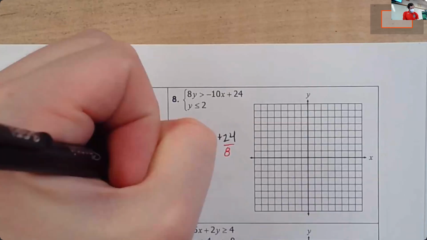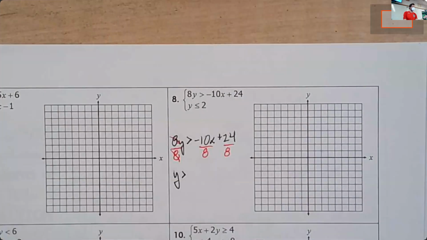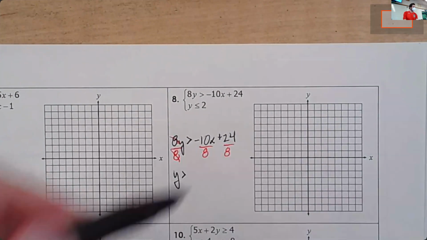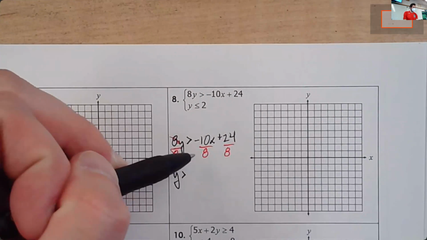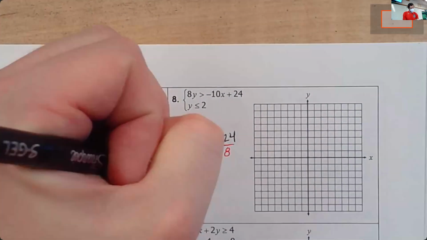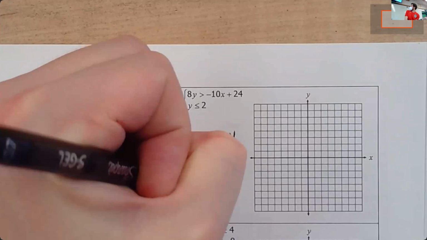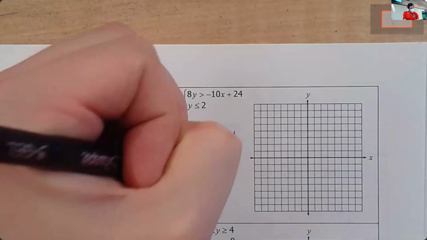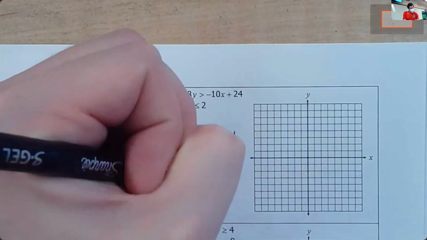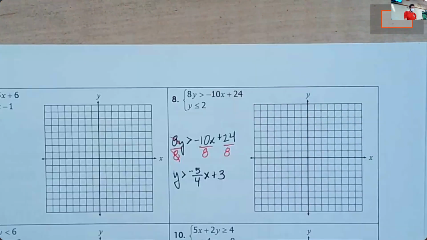And that'll be y is greater than, because we're not dividing by a negative, so we don't flip the symbol around. Negative 10 over 8 reduces to negative 5 over 4. Those are each divisible by 2. So negative 5 over 4x, and then 24 divided by 8 is 3. So plus 3. So we got y all by itself.